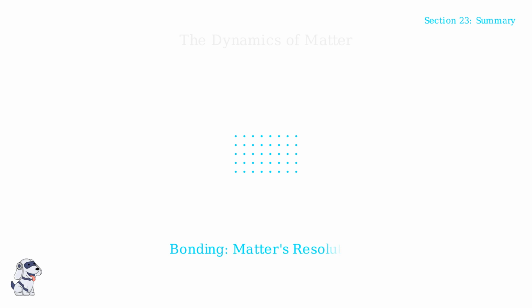Ultimately, chemical bonding is matter's resolution to the complexity of the universe, allowing for the vast diversity of life and materials we see today.